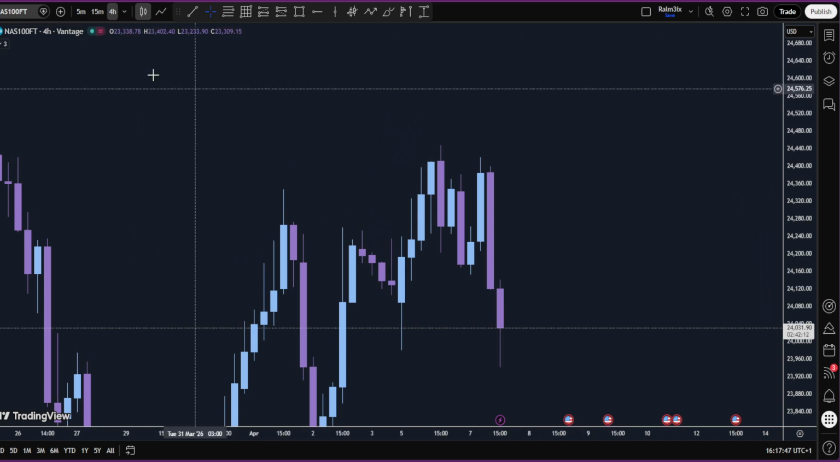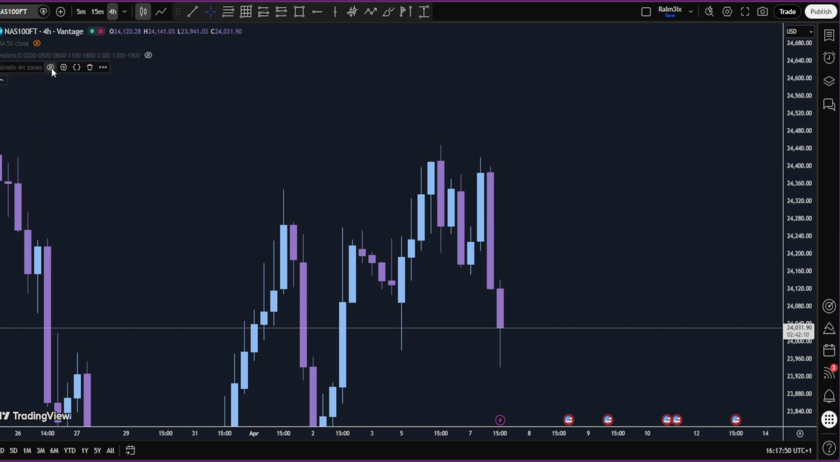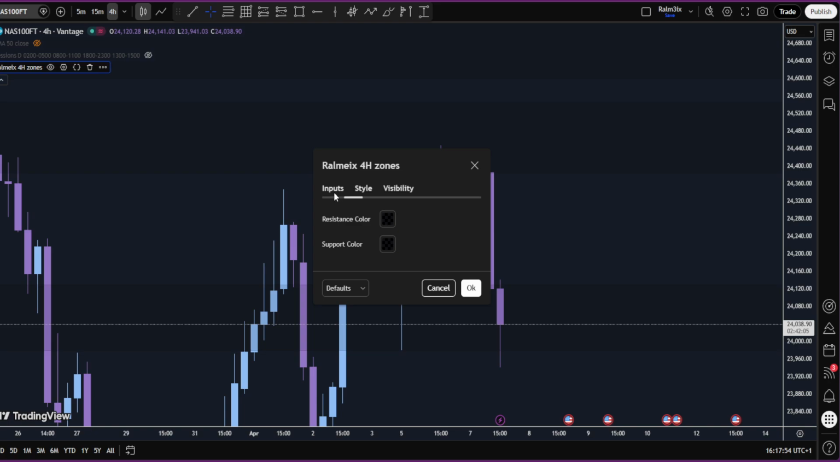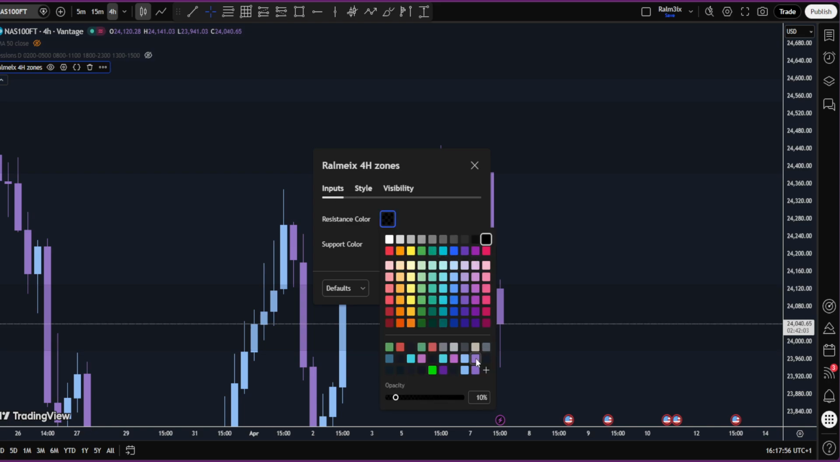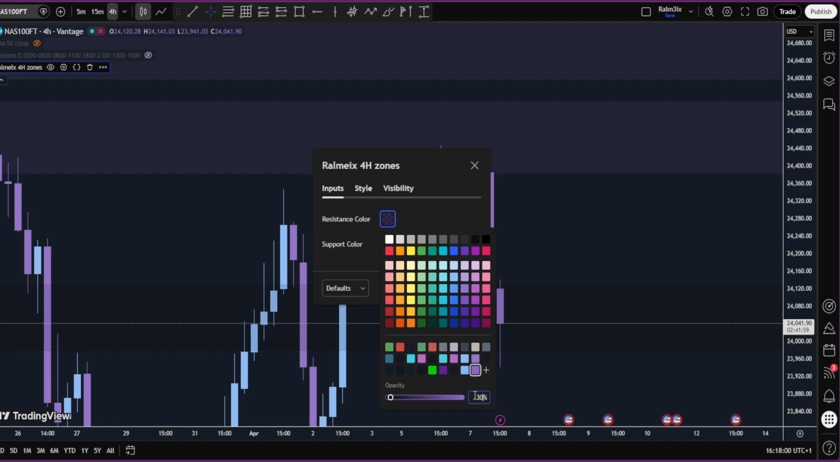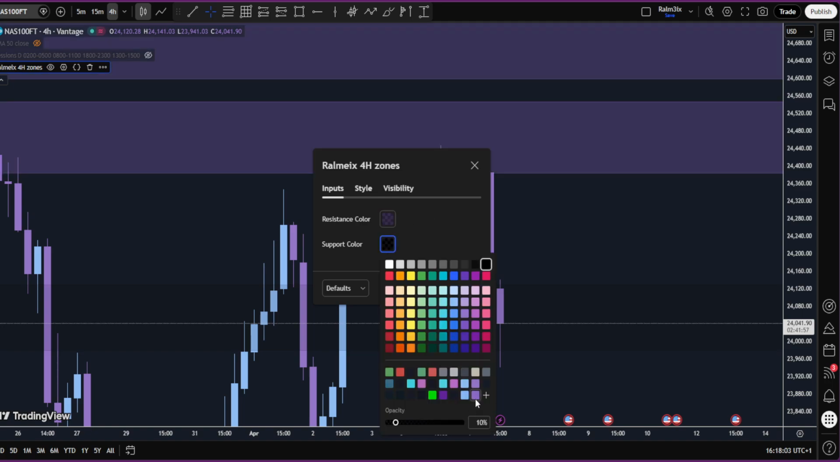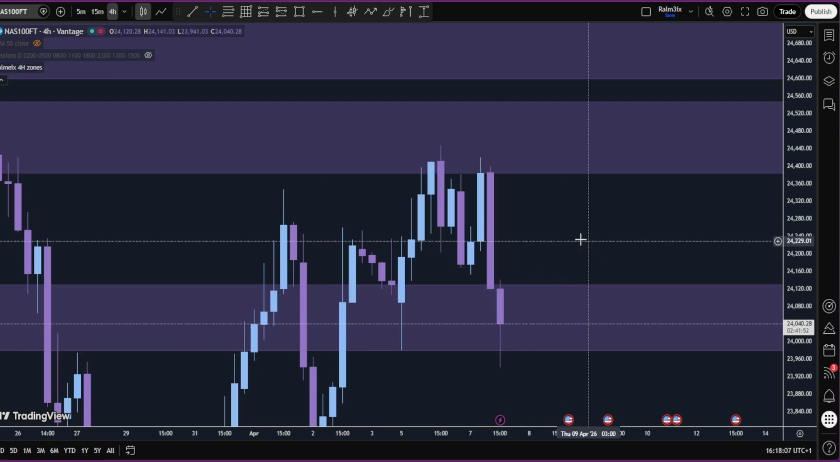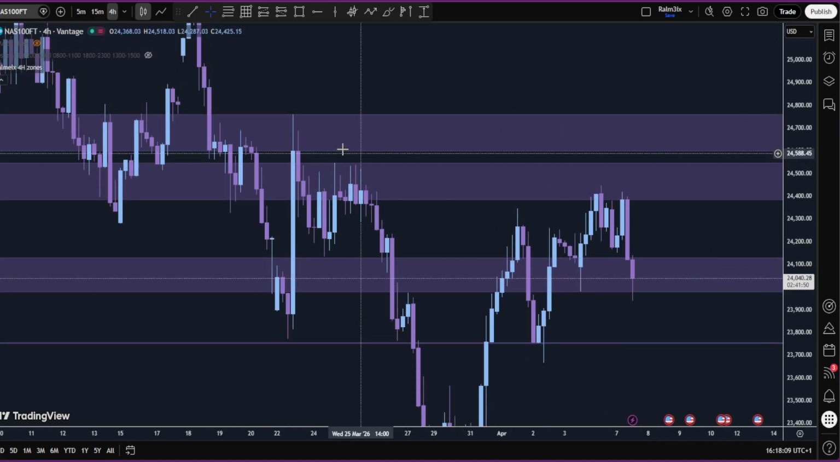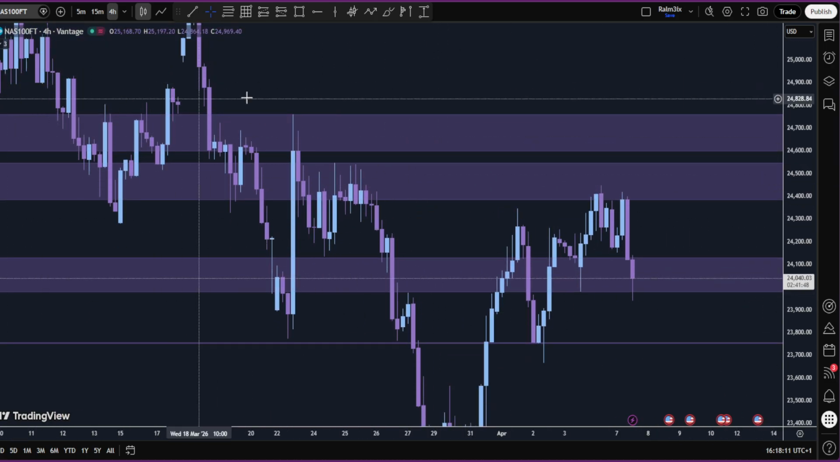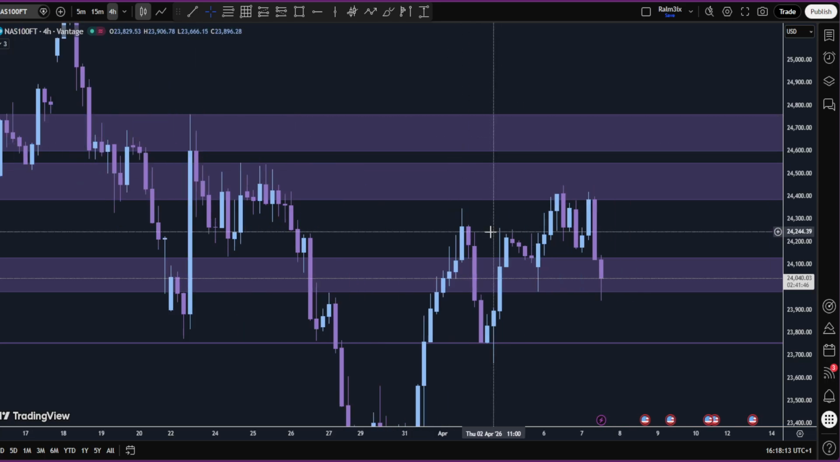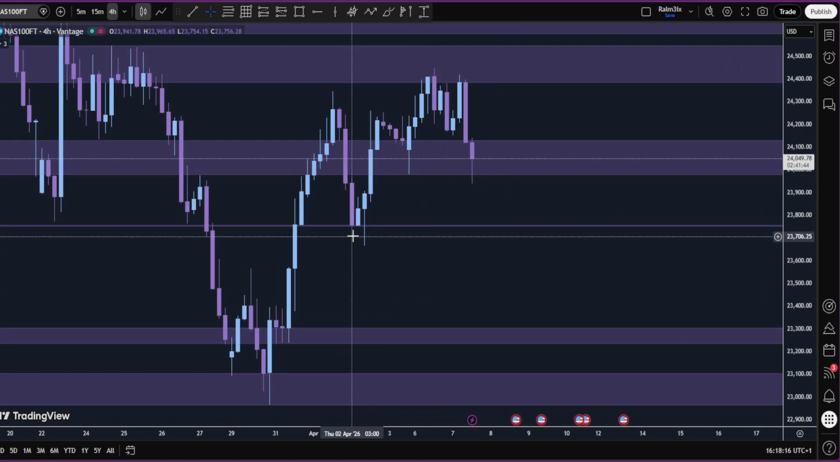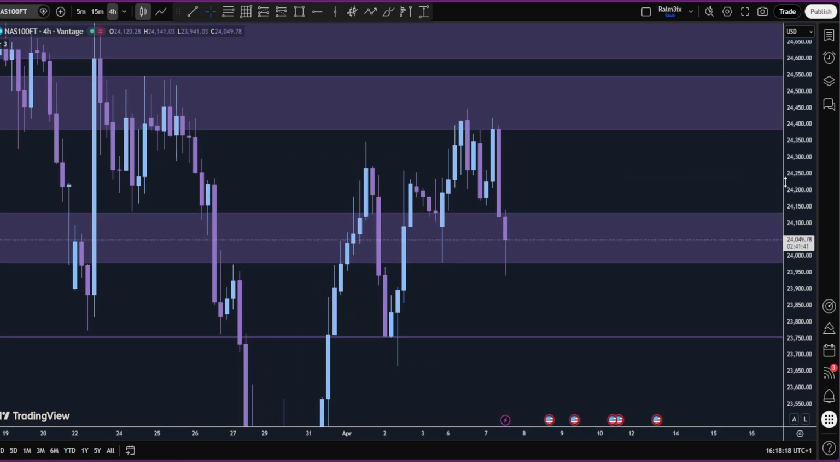So let's go to the 4-hour, and I created here an indicator that marks all my 4-hour zones. Let me change the colors. Let me put it like this. Yeah, as you can see guys, it's marked all correct. I don't need to mark them anymore because this indicator is showing all the 4-hour zones.